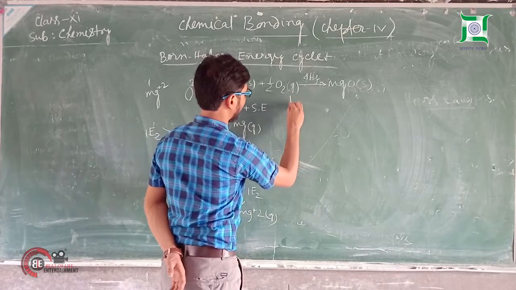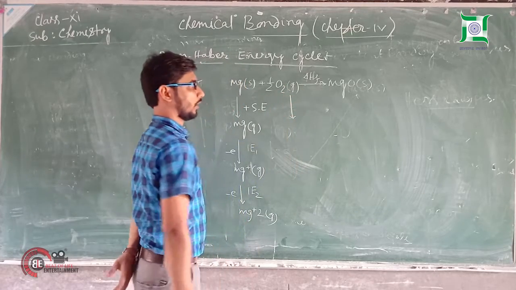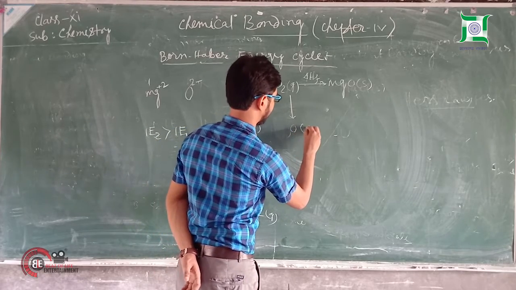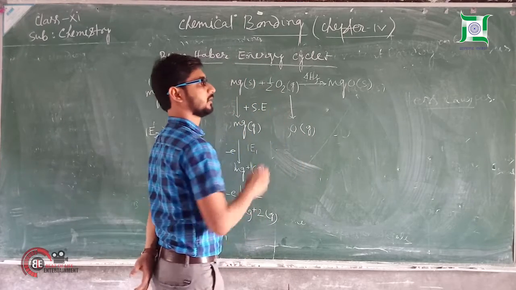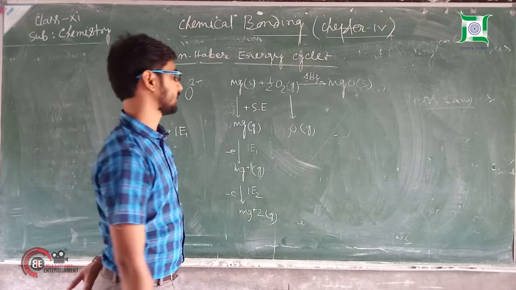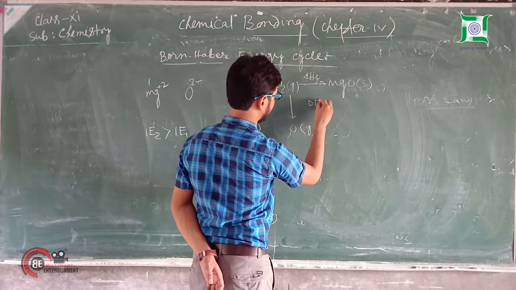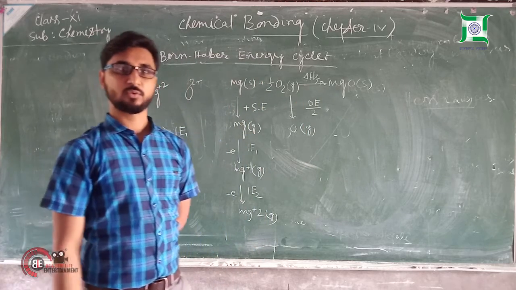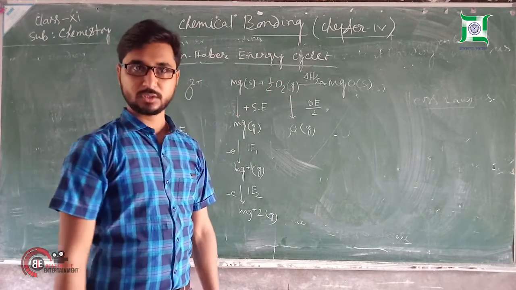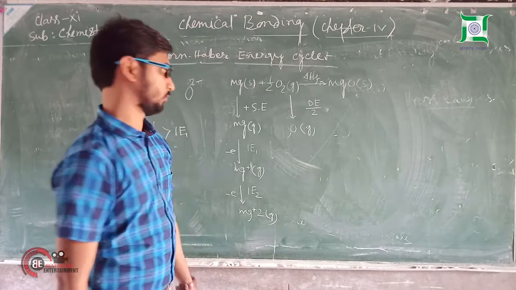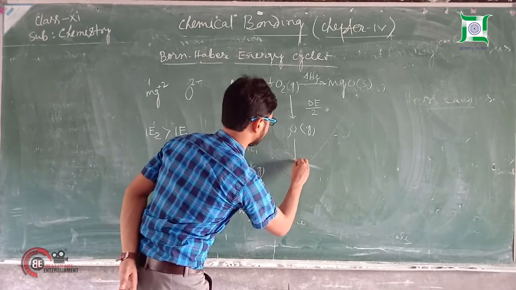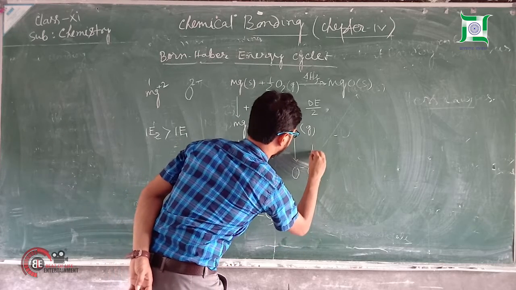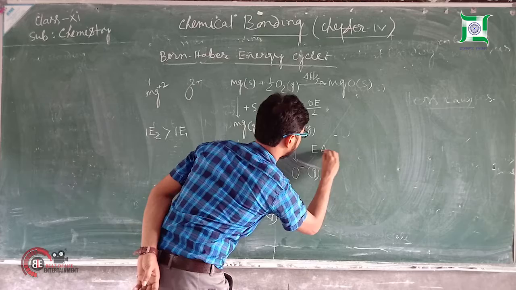Next, first O2 undergoes dissociation to form O. And the energy term involved here is dissociation energy, but since half mole of oxygen is involved, it is half of dissociation energy. Next, O gas to O minus gas. The energy term involved is electron affinity 1.